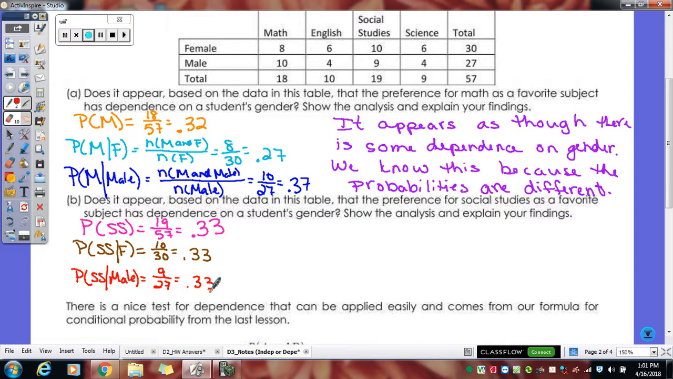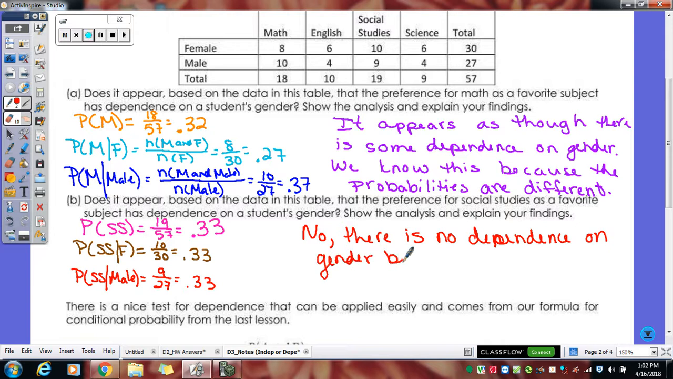So does there seem to be dependence on gender? No. There is no dependence on gender because the probabilities are the same. So instead of saying there's no dependence, you could also say that they are independent of each other. Those really mean the same thing.